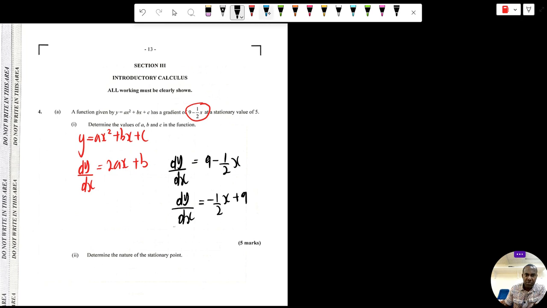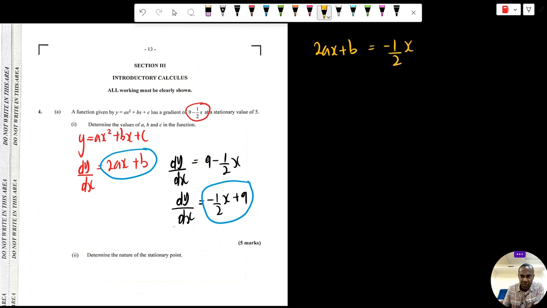Now, if we compare these two expressions, 2ax plus b and minus a half x plus 9, they should be equivalent, because of course they both represent the gradient function of the same particular curve. So what this means is that we can equate these two expressions and find the unknowns. So let's do that. We have 2ax plus b is equal to minus a half x plus 9. So here we have our equivalent expressions.